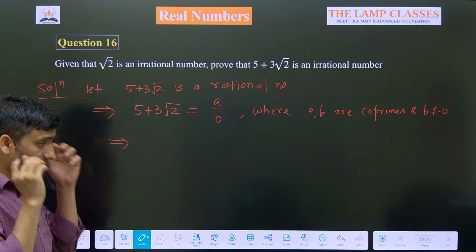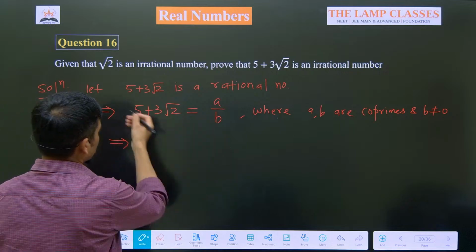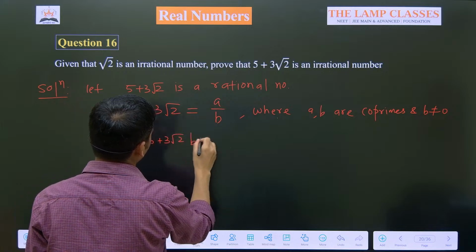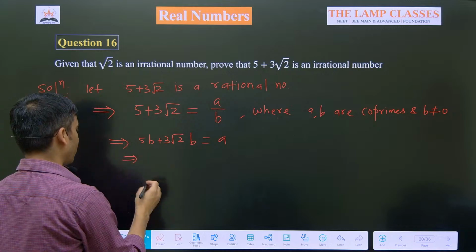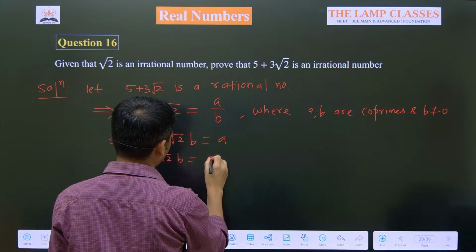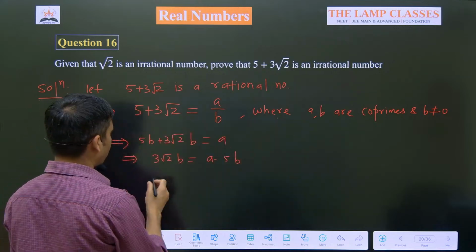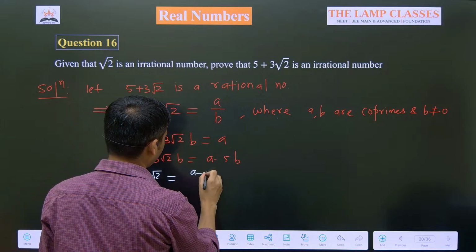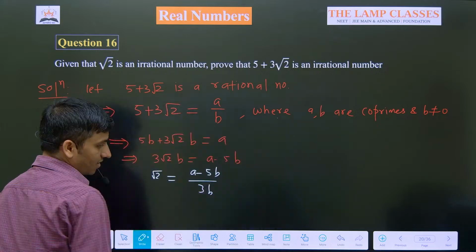Now let's simplify. Whenever a question of this type comes, we do the cross multiplication, keep rational terms on one side and irrational on the other side. So we cross multiply and get 5b plus 3 root 2 b is equal to a. Then 5b we can send to the right hand side because that is the rational part. So 3 root 2 b is equal to a minus 5b. And then we divide by 3b, so root 2 is equal to a minus 5b over 3b. Now we have separated rational and irrational terms.